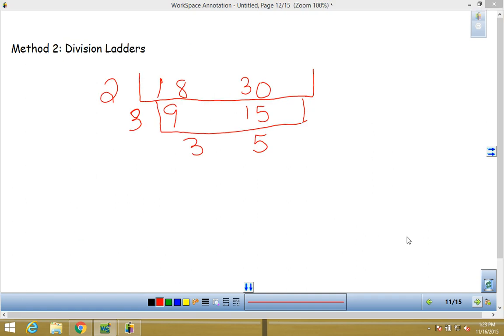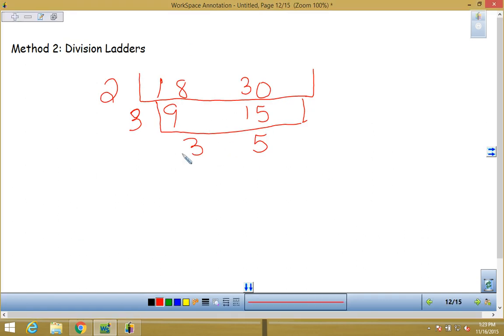So when we're looking at the division ladders, 3 they both have, but 18 has an extra 3, okay? But 5 doesn't belong to 18. So this is what they don't have in common. This would be the outside parts of a Venn diagram. So then you take the 2 and the 3, the two numbers on the left, and multiply them together to get the GCF.